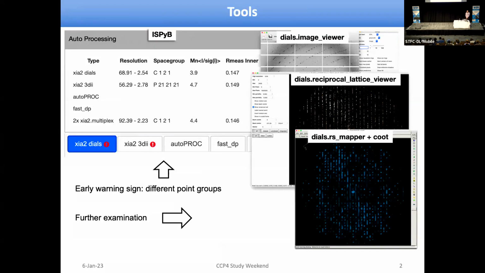Before starting with examples, let's look at the results of auto-processing at DLS. If the results from different pipelines are inconsistent, this is an early sign of possible pathology of your crystal. At this point, we might choose different data sets for structure determination, or examine our data to see what goes on. For such examination, I usually use DIALS image viewer, DIALS reciprocal lattice viewer, and another most useful tool is DIALS RS mapper. It converts diffraction images into 3D maps that can be visualized in COOT.